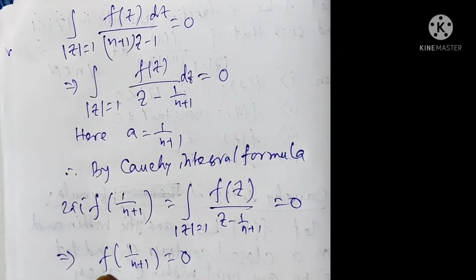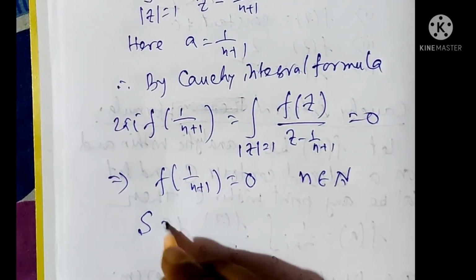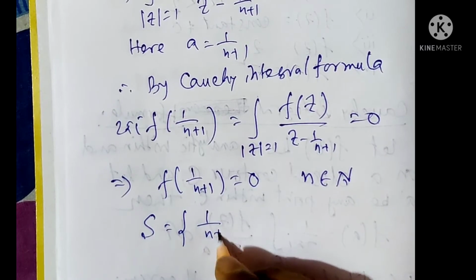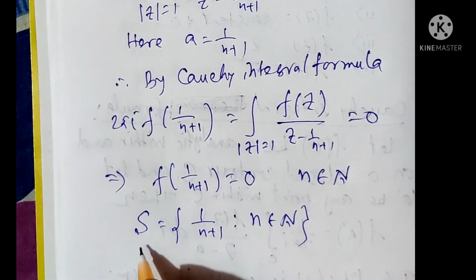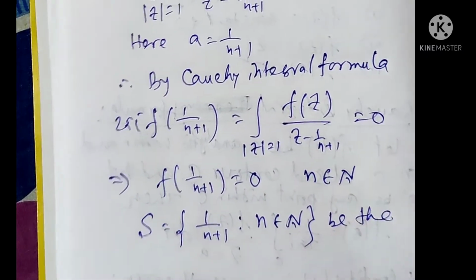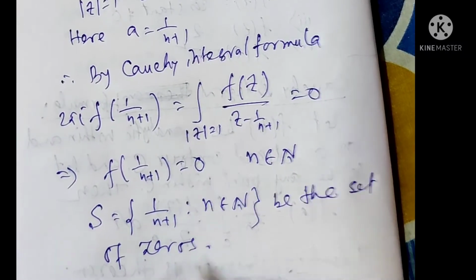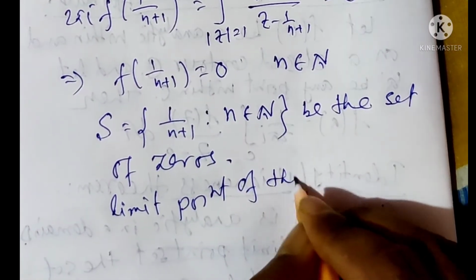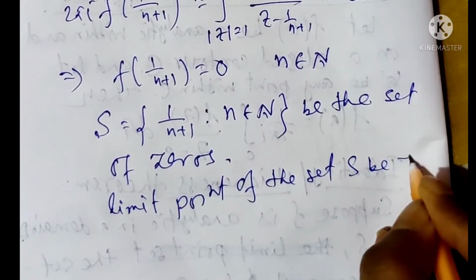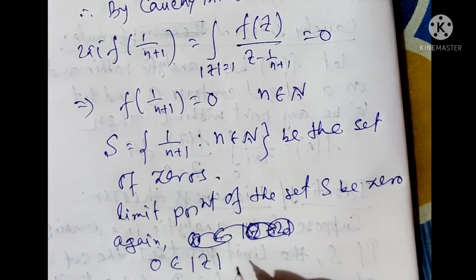Now f vanishes at the point 1 upon n+1, where n belongs to the natural numbers. So here S is the set of 1 upon n+1 such that n belongs to the natural numbers, the set of zeros. The limit point of the set S is 0, and 0 belongs to |z| < 2.